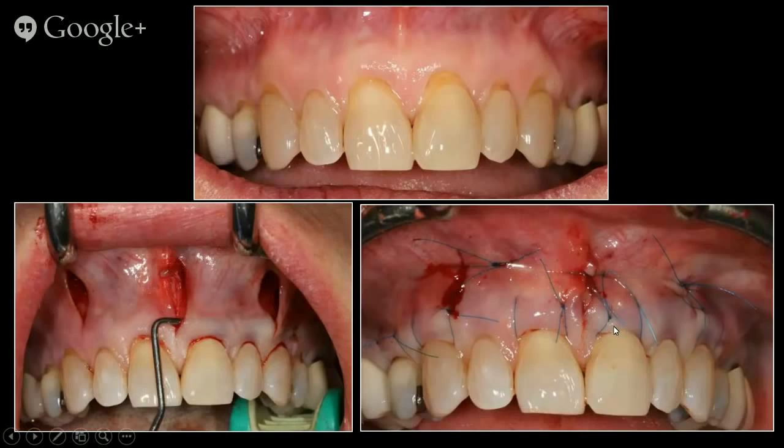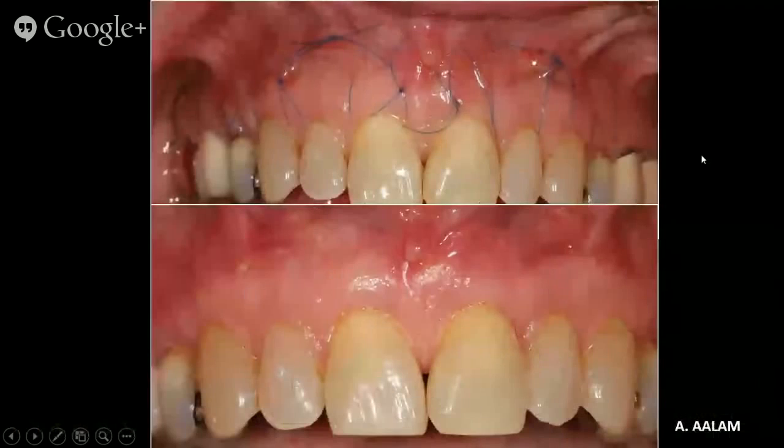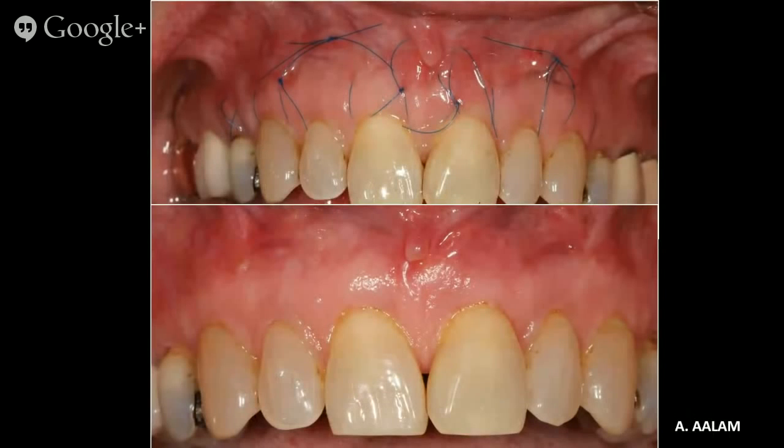But the concept developed by Alexandre Alam in Los Angeles was to treat the full arch with this concept, only with PRF, and you know the Vista technique, very simple. We fill with the advanced PRF. In this case, he used the 8th membrane, and look at the final result. We don't need to put any other product.